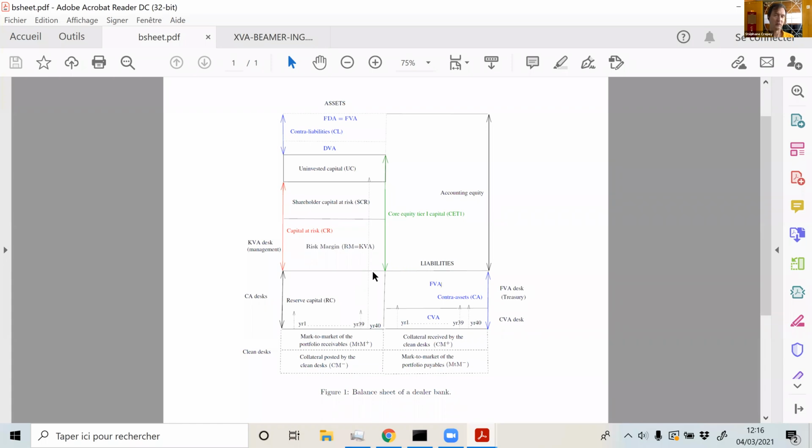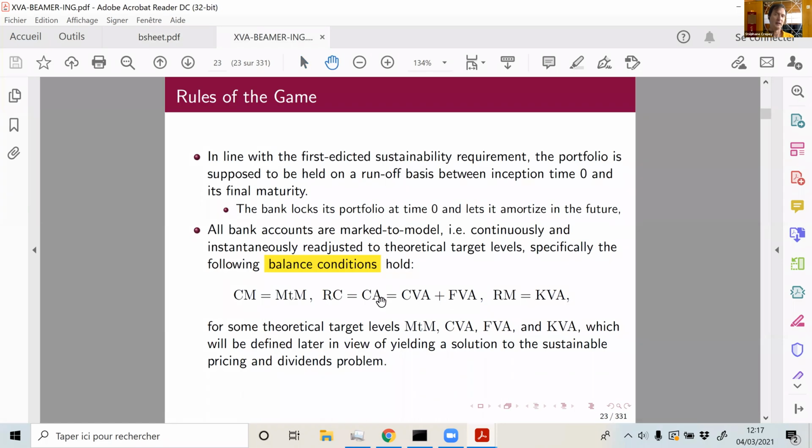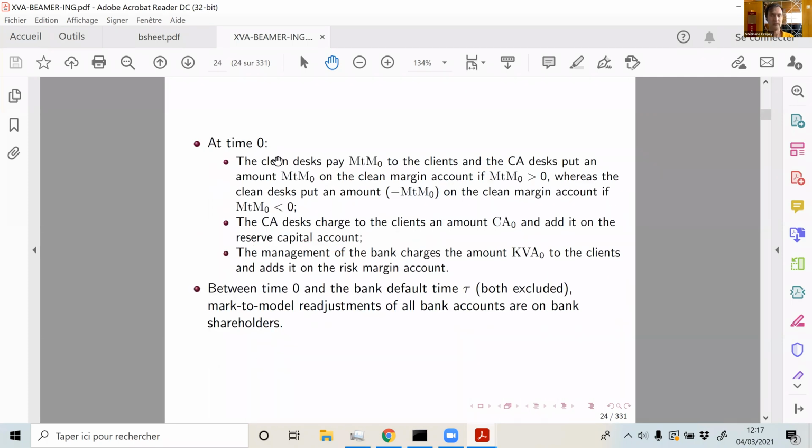Then we assume through this mark-to-model assumption that the shareholders will actually immediately provide whatever money is required to restore the balance between left and right. Okay, and similarly here, if there is a gap between effective and theoretical value, dividends will be distributed to shareholders so that this account is constantly readjusted to its theoretical value. Which means instead of saying every quarter or every year we made some readjustments, we are saying in our mathematics that these balance conditions hold all the time. So I already said what happened at time zero. At time zero, the clients are providing whatever money is required. At later times, it is on shareholders to readjust the accounts, at least unless the bank defaults.